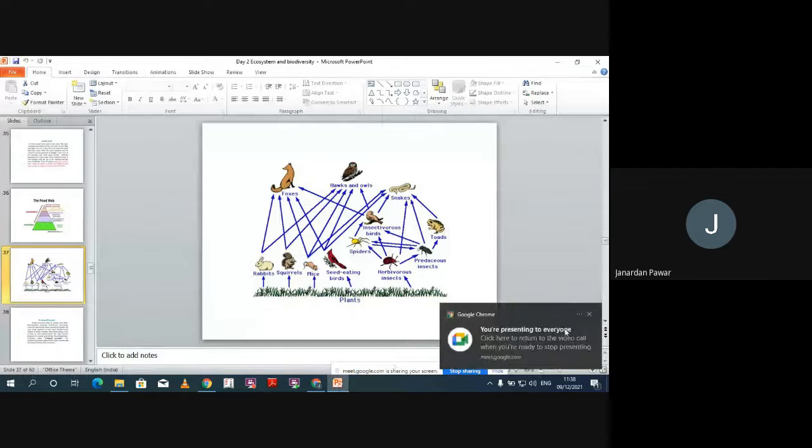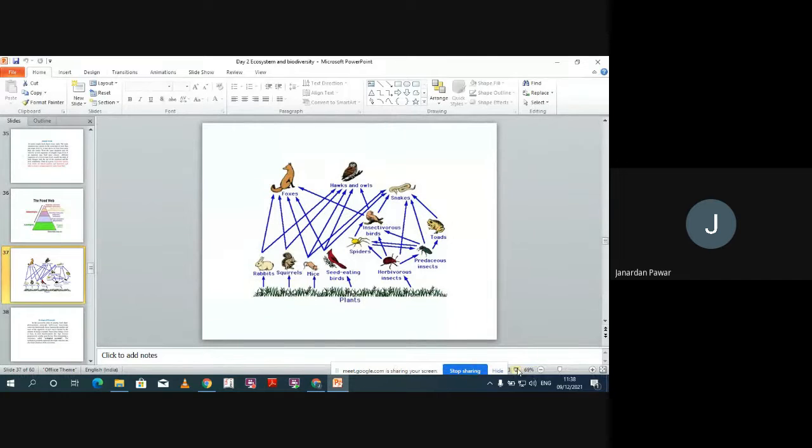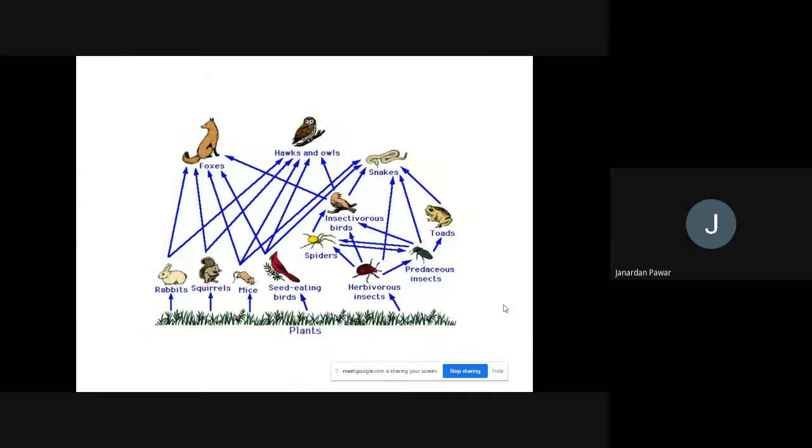So here we can see the complex food chain, complex network of food chain, and this one is called as food web. If you look at the picture, you can definitely understand there is a complex food chain, and whenever there is a complex food chain, it is called what? The food web.